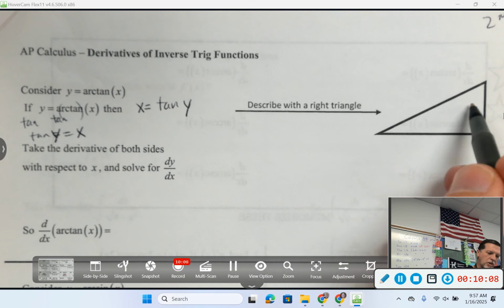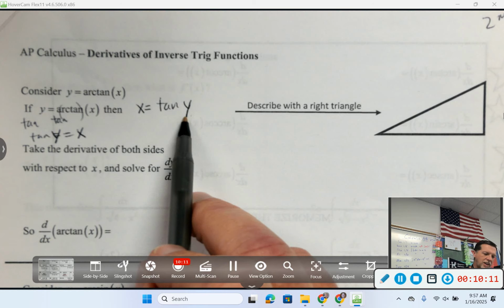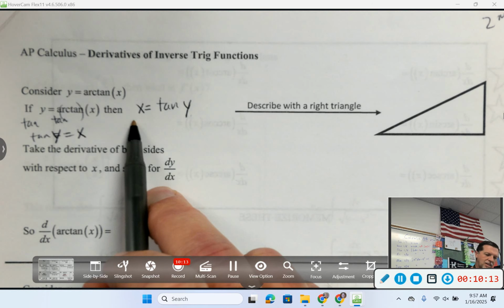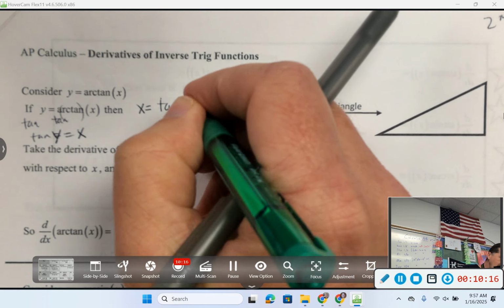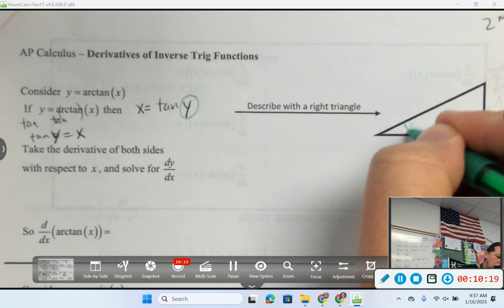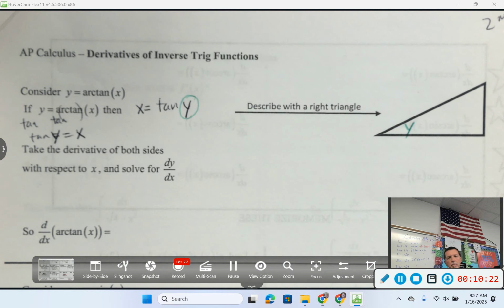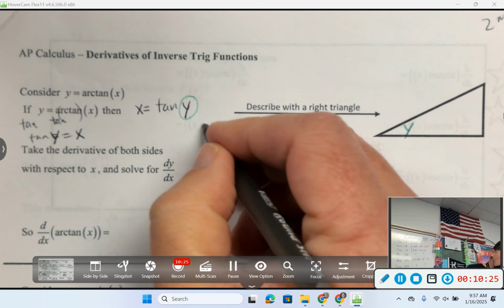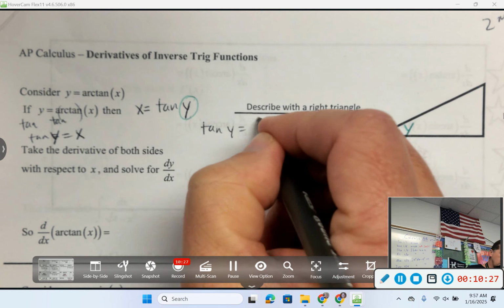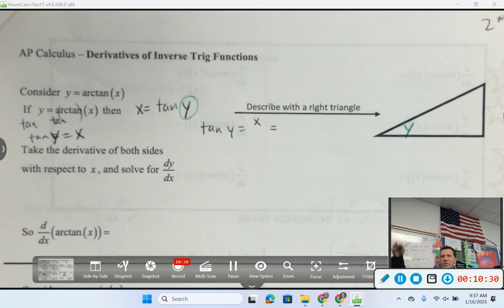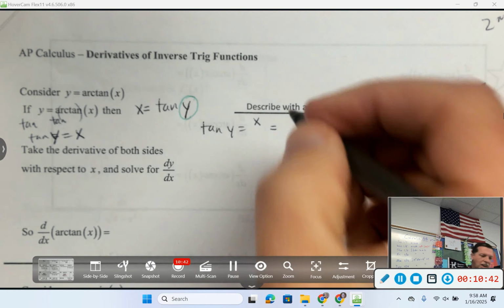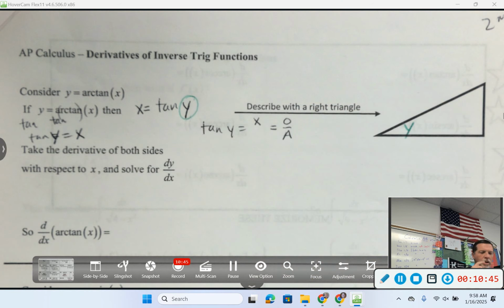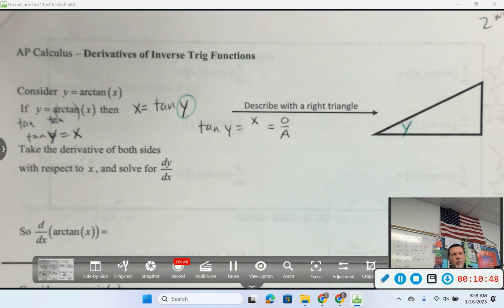Okay, so let's see if we can draw a picture that shows the tangent of y being x. Well, if we're taking the tangent of something, that something has to be the angle. So let's put our angle right there. Tangent of y equals x. What's the letters we usually associate with tangent? Sine over cosine, that's true. O over a, that's one way to say it. It is y over x. Be careful with that because we're already using y and x, so let's not use that.